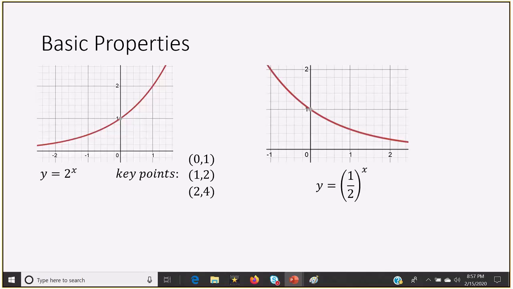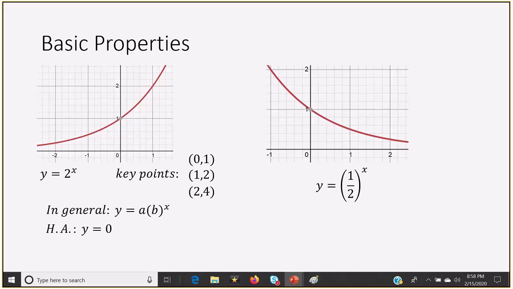The other kind of parent function is if b is between 0 and 1, and we typically talk about that with 1/2. And the key points for that, I don't think we'll see an example in this section, would be, again, 0, 1, and then 1 and 1/2, and 2 and 1/4. The reason that we don't really talk about it much in this section is because it's fractions, and fractions can cause a bit of a headache, but it's perfectly fine. The concepts apply exactly the same. You just have to be careful when you're adding and subtracting.